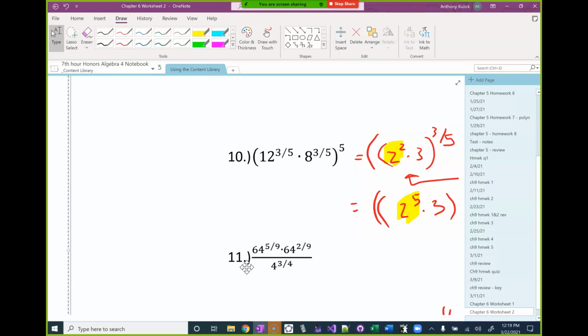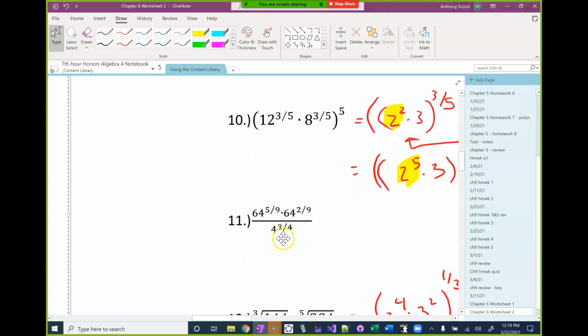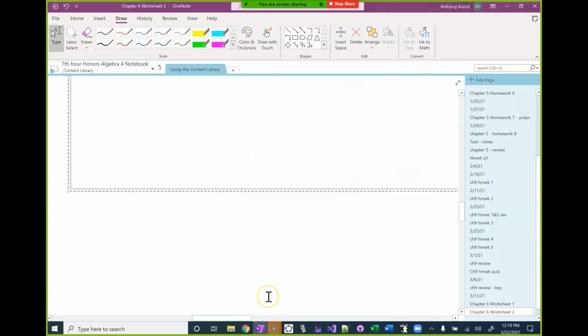But you're cool? And that one looked pretty nasty, but it turned out to be not so bad because all those 2's just kind of reduced out of their radicals and simplified down. It wasn't so bad, right?